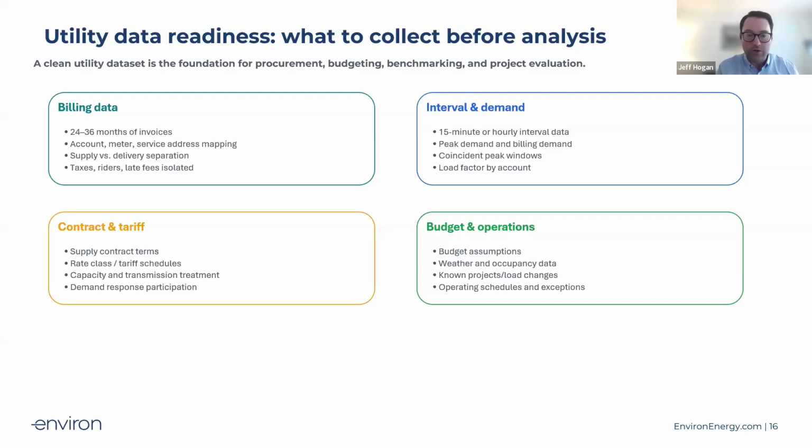Any of the known projects, are you installing a combined heat and power plant? Are you installing cogen? Are you taking a steam chiller to an electric chiller? Knowing when those things happen will have material impacts on your utilities and should be factored into your overall budget. And then operating schedules and any exceptions.